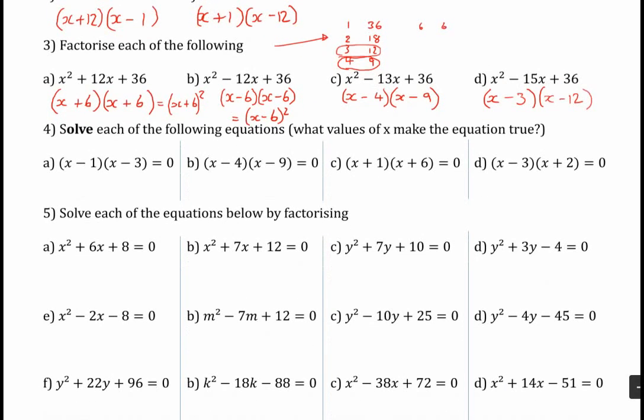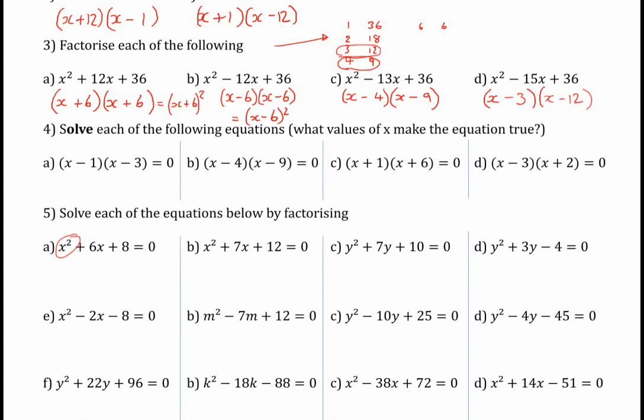Number 4. This is where we're first introduced to solving quadratics using factorized form. Now the whole point of this is to be able to solve a quadratic equation, so an equation with an x squared in it. You can see in question 5 that's what they look like. They don't look like that in question 4, and that's because they've already been factorized for us. So question 4a, they've already given us a quadratic, but it's already in factorized form.